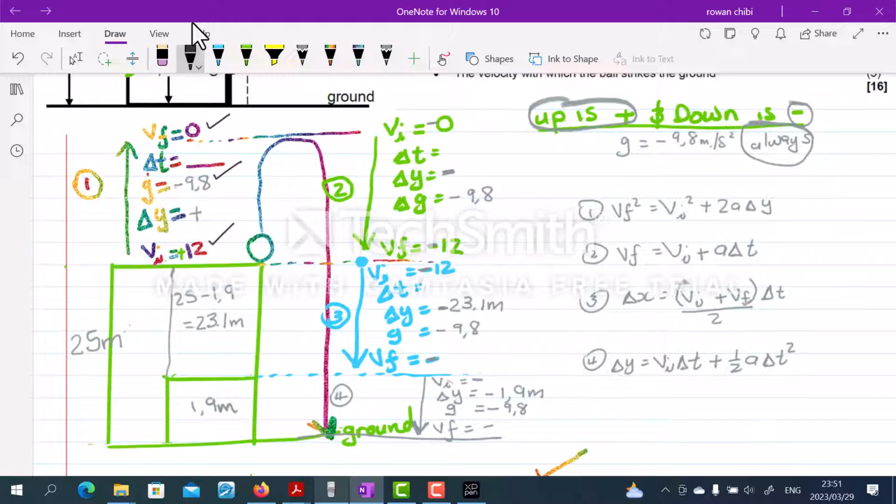So we need a formula that has v initial, v final, and g. Let's check. We can't use the first one because there's no time. Now for this one, we can use it because we do have v final, we do have v initial, we do have g. We can't use this one because we don't have delta y. So the only formula we can use is that one to find the time taken for the ball to reach the maximum height.